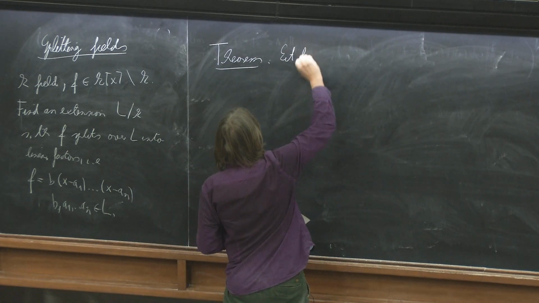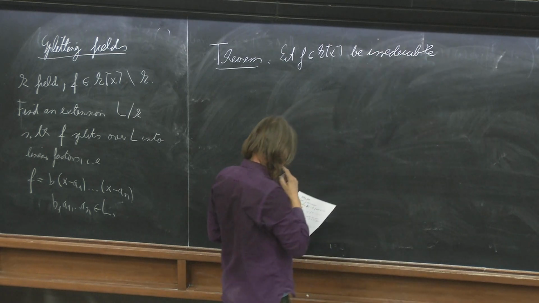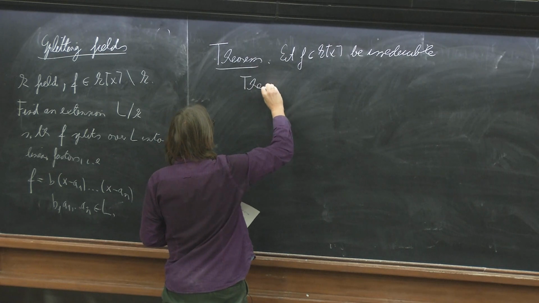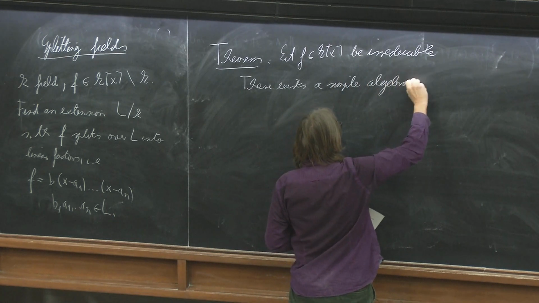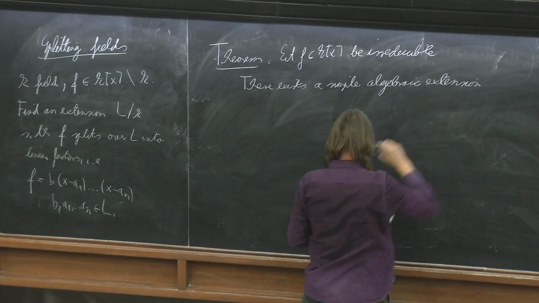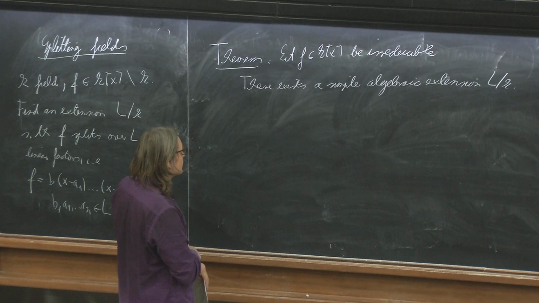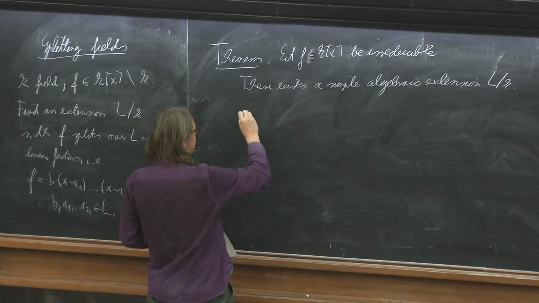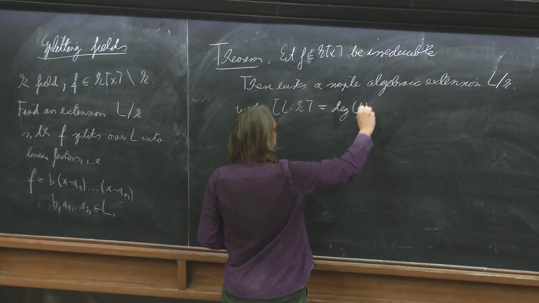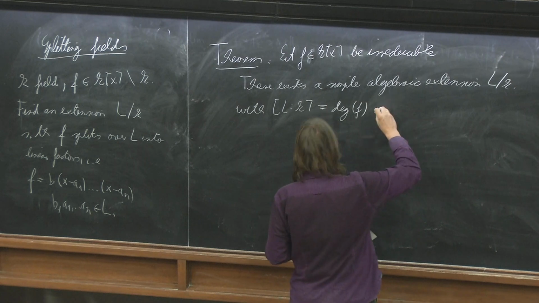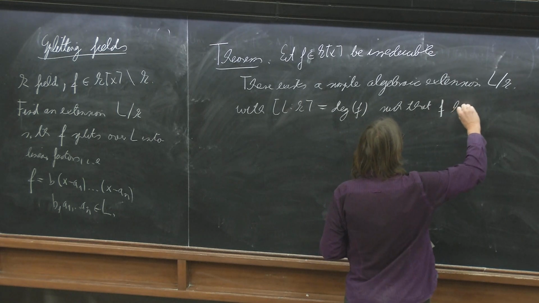Let F in K[x]. There exists a simple algebraic extension, say L over K, whose degree is the same as the degree of F, such that F has a zero in L.